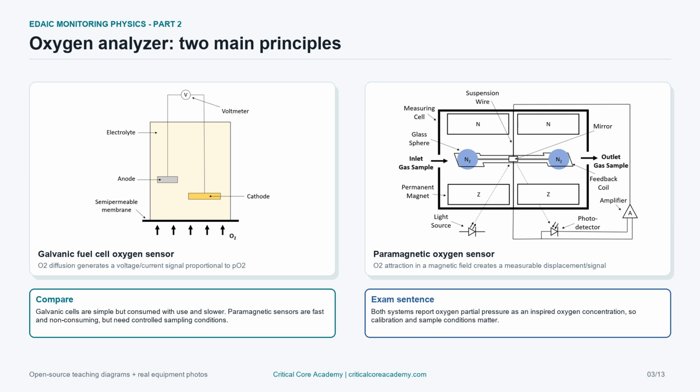Paramagnetic analysis uses a very different fact. Oxygen has two unpaired electrons and is weakly attracted into a magnetic field. Most anesthetic gases are diamagnetic. In older designs, oxygen displaces a nitrogen-filled dumbbell. In newer designs, a pressure difference or thermomagnetic flow is detected. The key exam phrase is, the signal is proportional to oxygen partial pressure, and the response is fast.